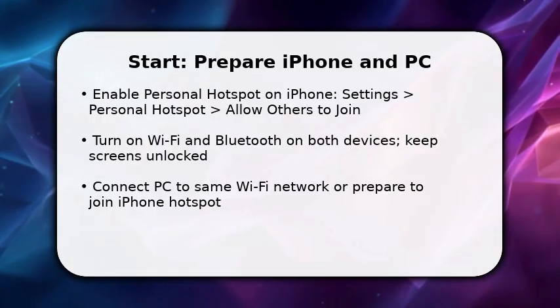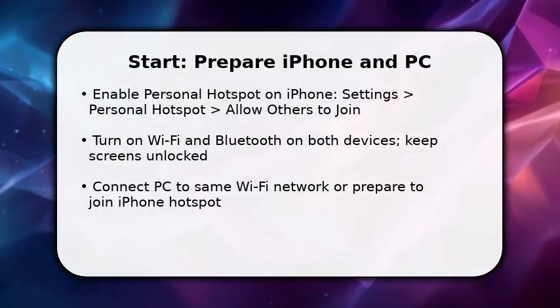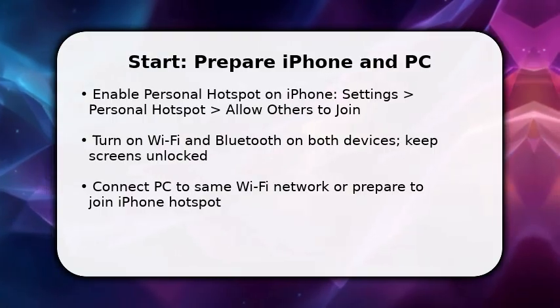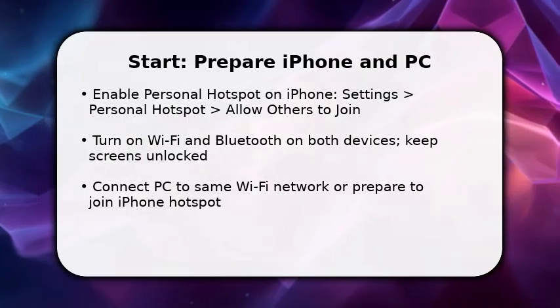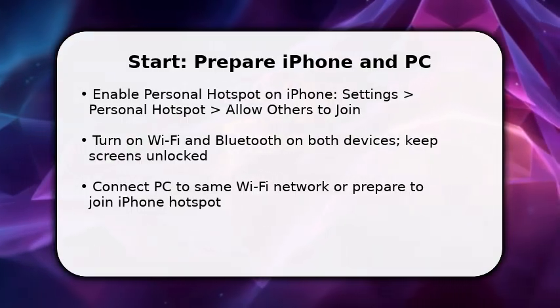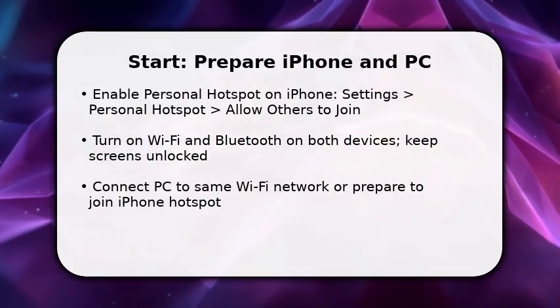You begin by turning on the iPhone personal hotspot and confirming Wi-Fi and Bluetooth are enabled on both devices. Once done, check the hotspot name and password shown in settings so you can enter them on the PC. Make sure the PC's Wi-Fi adapter is enabled. If it isn't, enable it in network settings.